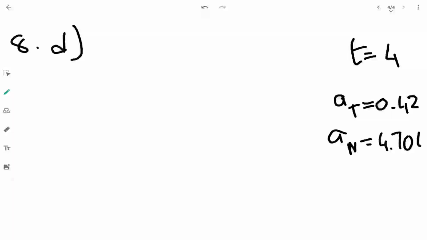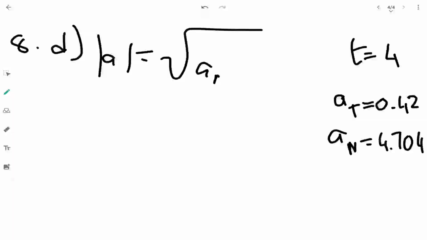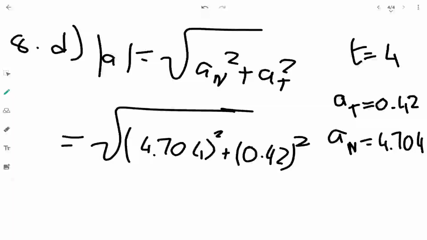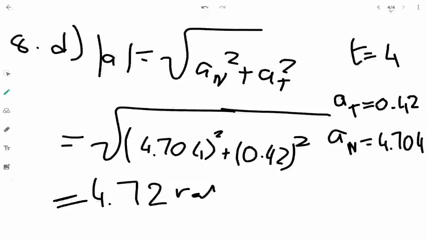So the formula is A is the radical of A normal squared plus A tangential squared, which is the radical of 4.704 squared plus 0.42 squared, and you'll get 4.72 meters per second squared.